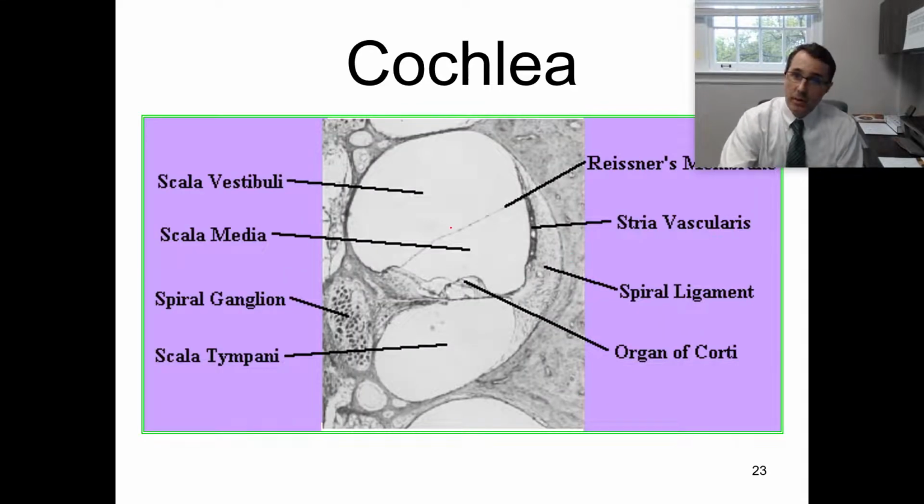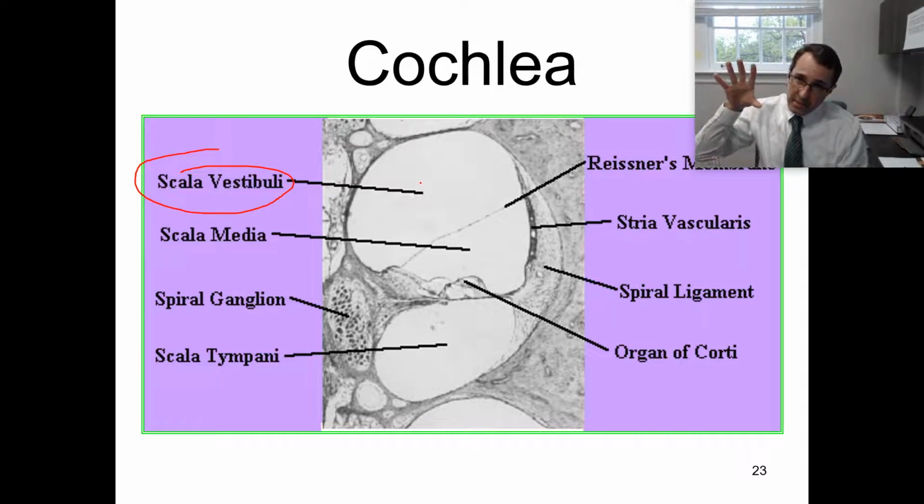So here's a coronal slice of the cochlea. Here's the scala vestibuli. This is the chamber that the stapes pushes in on to send a vibration running up the length of the cochlea. So positive pressure happens here when the stapes pushes in on the oval window.